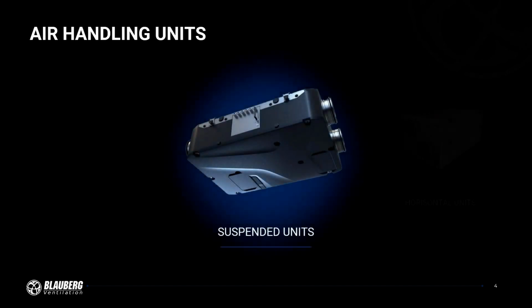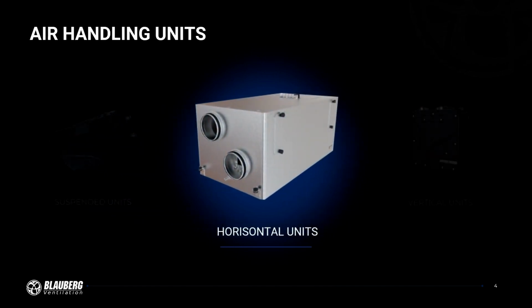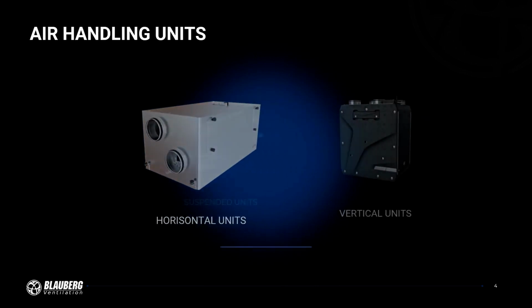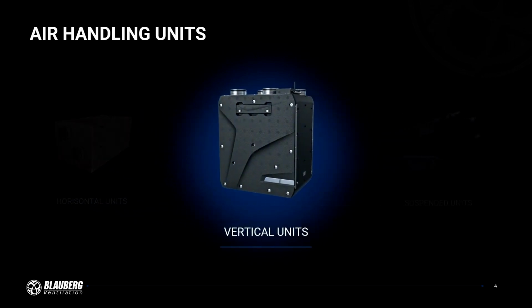The three main types of AHU enclosures represent the primary classification and define their application. Suspended AHUs, designed for ceiling-mounted installations, ideal for spaces with limited floor area. Some models can also be wall-mounted. Horizontal AHUs, intended for installation in attic spaces. Vertical AHUs, a classic design widely used today.